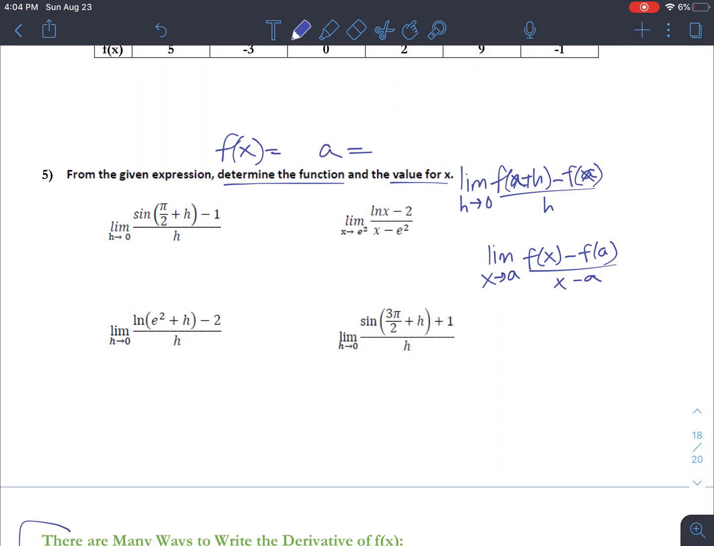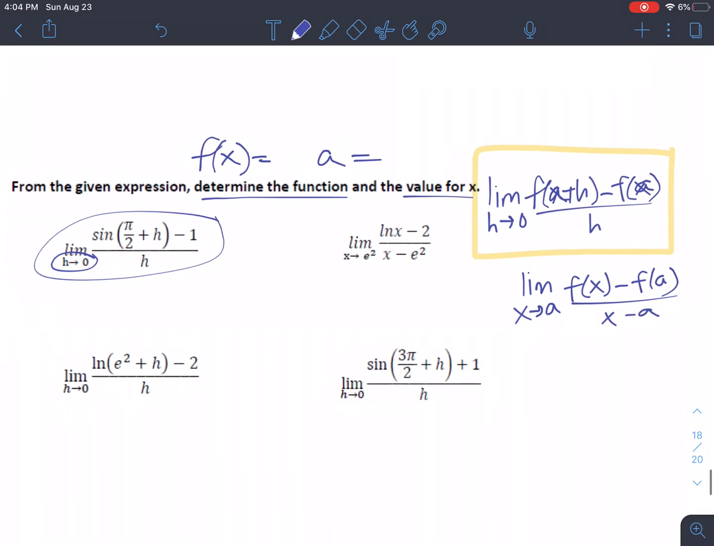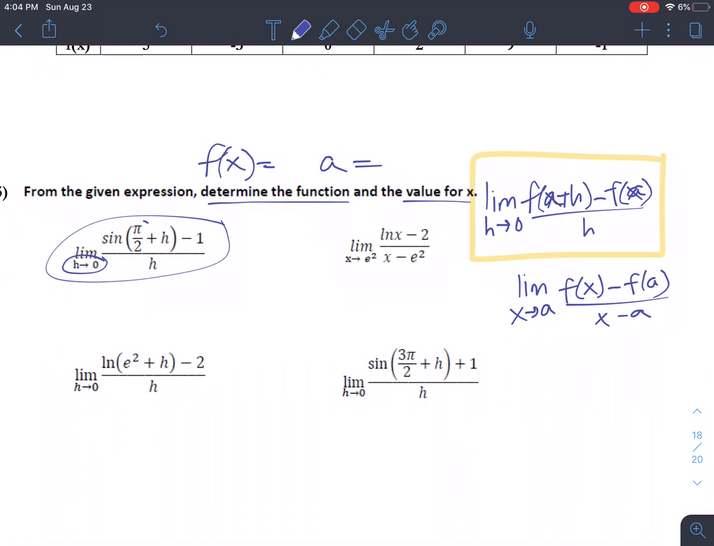Okay, so take a look at this first one. All right, here's what I'm seeing. I see h approaches 0, so now I know I'm working with this definition. I'm looking for what this one looks like. So a is plugged in, right? Because this doesn't say x, it says x plus h, but it says pi over 2 plus h. Well, if a was replaced with pi over 2, I know that's the value I'm looking at. So a is equal to pi over 2.